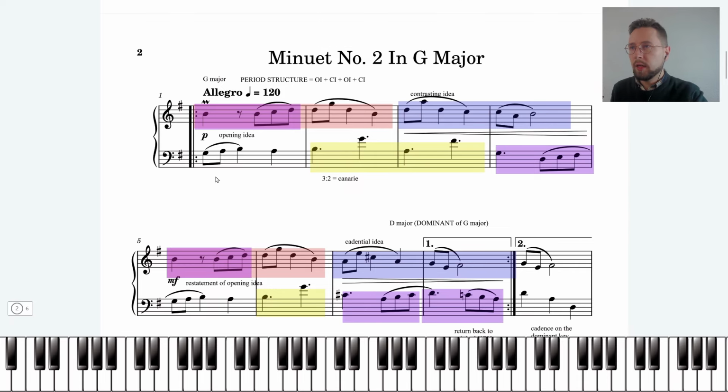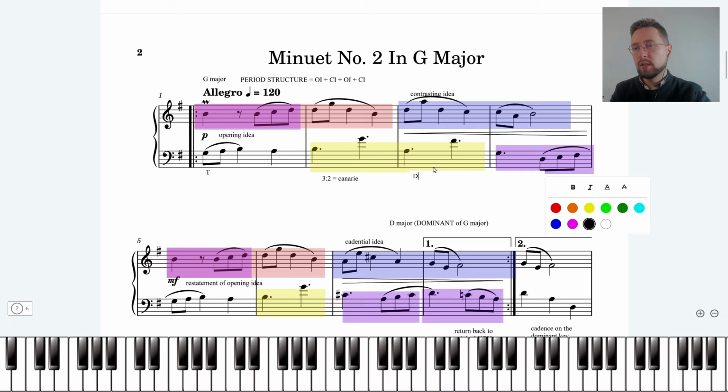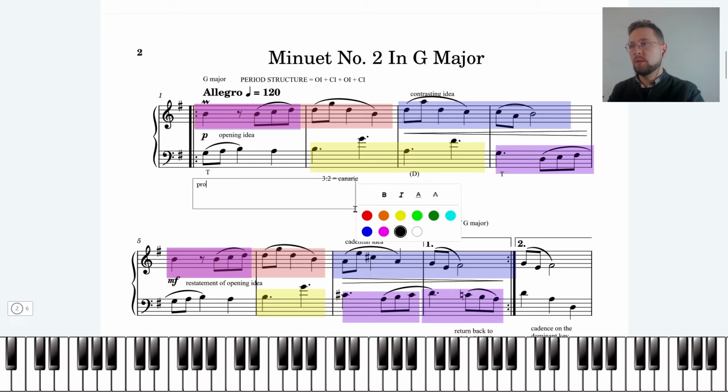All right, let's see harmonically what's happening here, because this is much more sophisticated as we have a modulation. So we start in the tonic of G major, we move to the dominant here, and back to the tonic. This dominant can be seen not as a cadence, but as a prolongation. So all in all, we can say that the entire first line is a prolongation of the tonic.